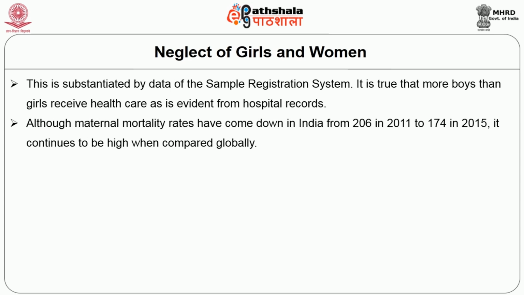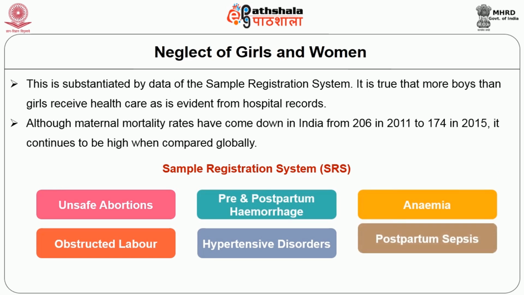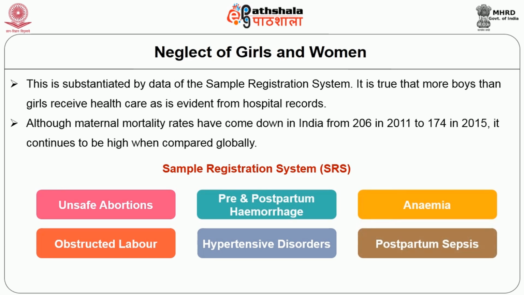Although maternal mortality rates have come down in India from 206 in 2011 to 174 in 2015, it continues to be high when compared globally. Data from sample registration system shows that the major reasons for maternal mortality are due to unsafe abortions, pre and postpartum hemorrhage, anemia, obstructed labor, hypertension disorders and postpartum sepsis.